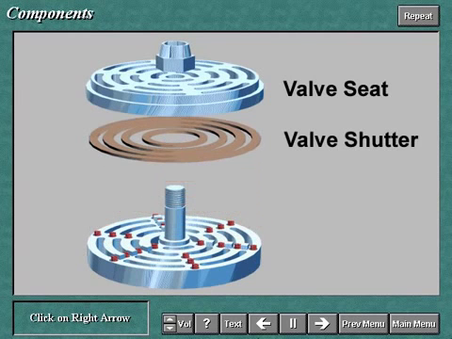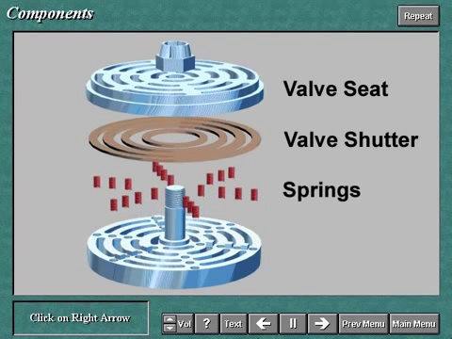The valve shutter is the component that alternately opens and shuts the flow ports. The springs are the components that return the valve shutter onto the seat when the flow of gas has stopped. The valve stop or guard is the part against which the valve shutter stops. It determines the degree of lift that the shutter may have.